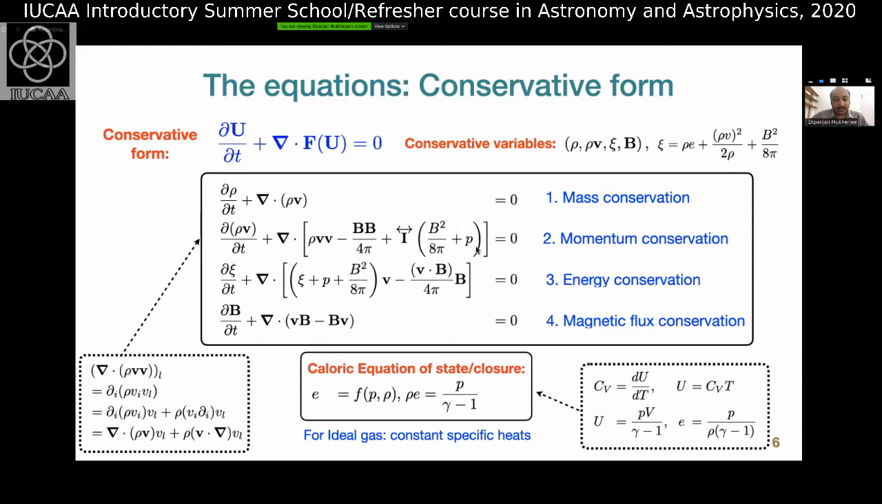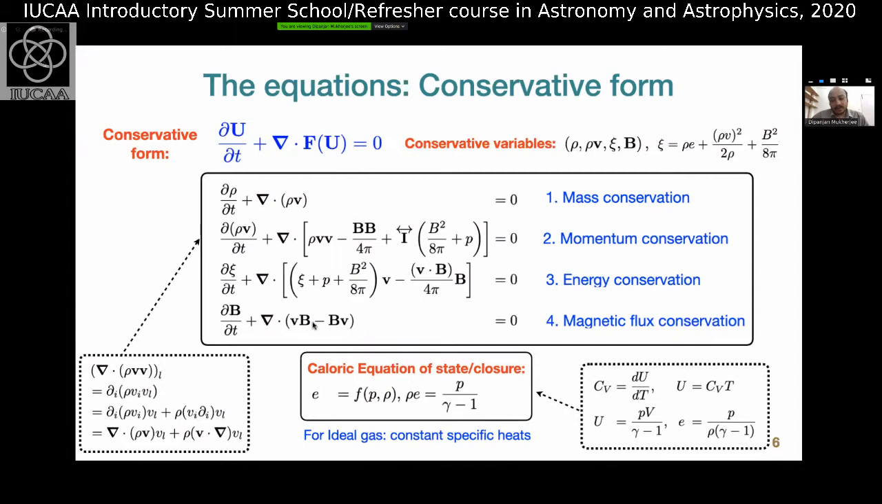This is also the stress tensor of the Lorentz force. This is called the Maxwell stress tensor. And this is the energy equation, where Xi is the total energy given here, where rho e is the internal energy, this is the kinetic energy, and this is the energy due to the magnetic field. So what this equation tells you is that the evolution of the energy is related to the flux of the energy through a surface. And this is the continuity equation.